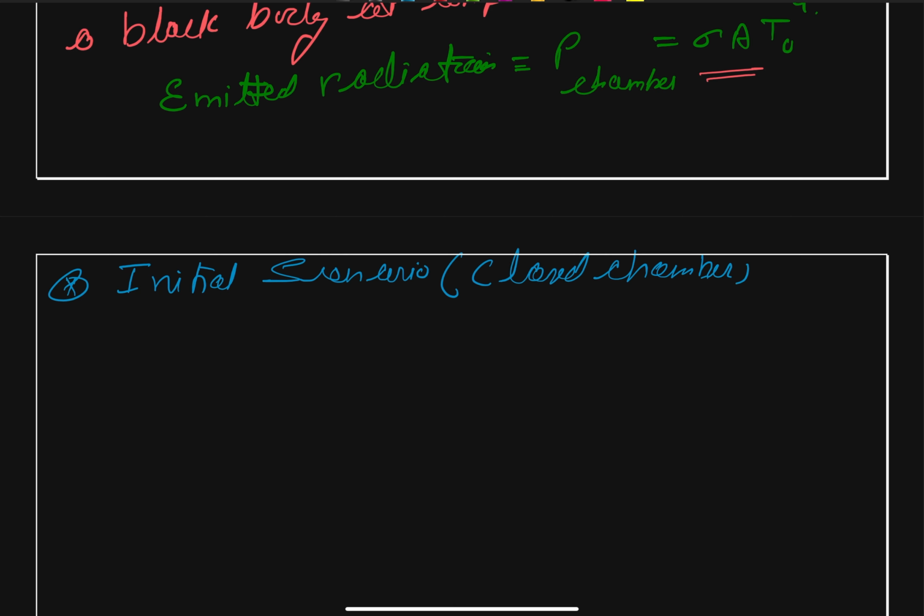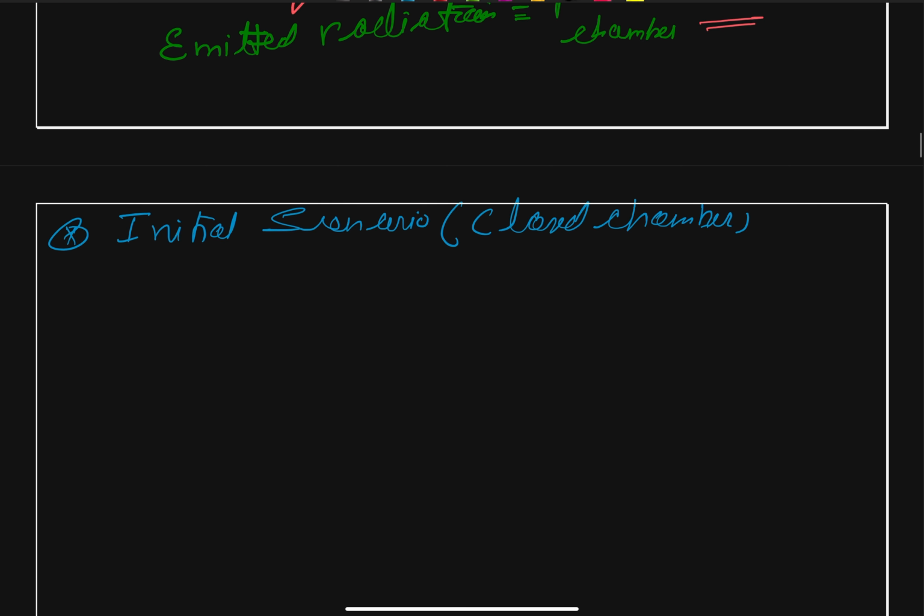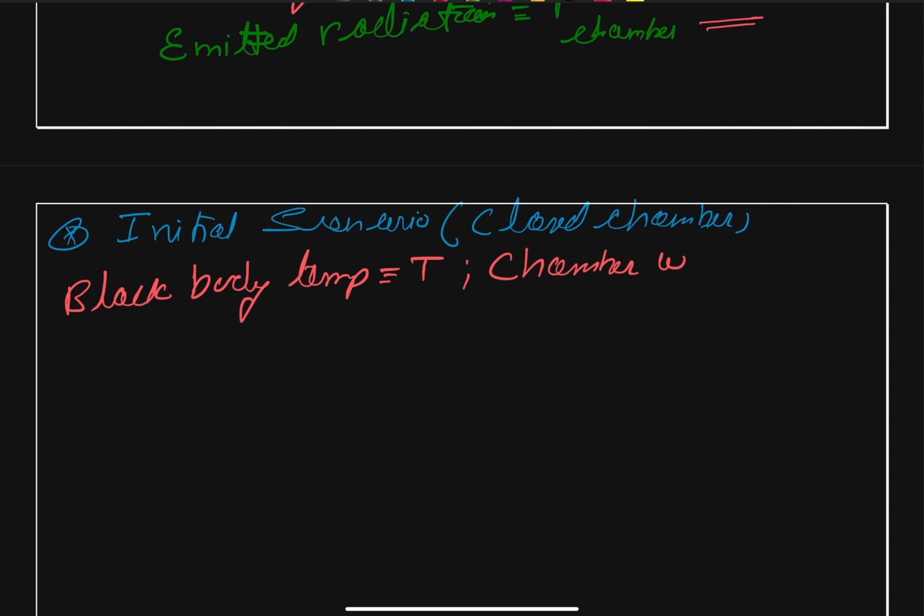And it is given that in the closed chamber, the black body temperature is given as T, and the chamber walls temperature is given as T0.